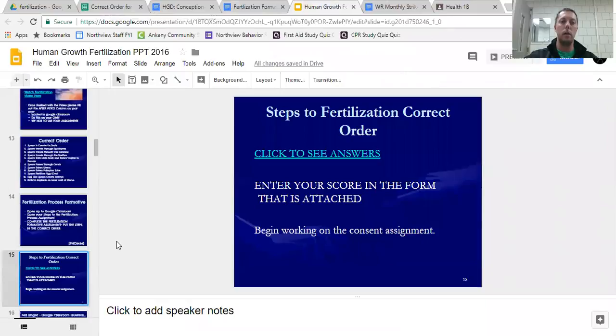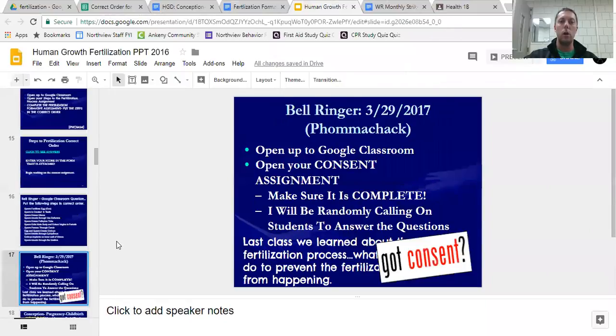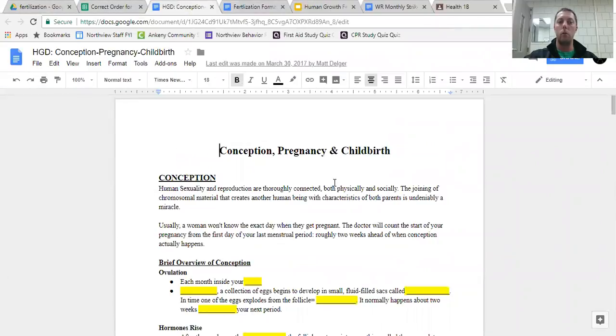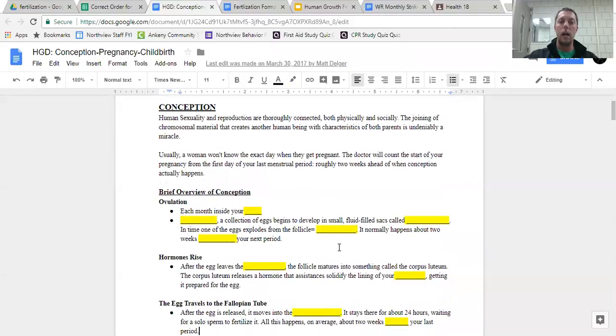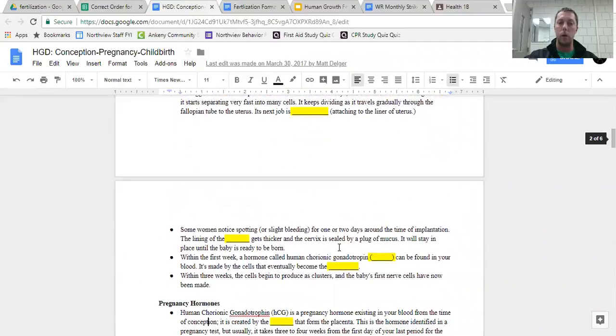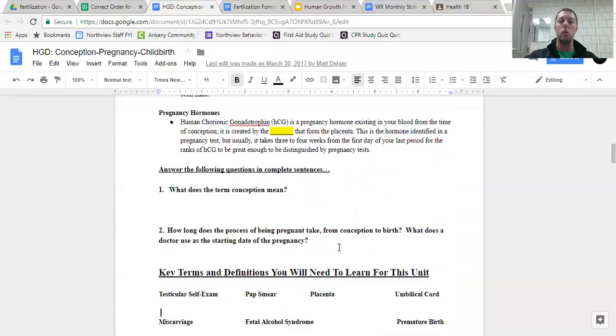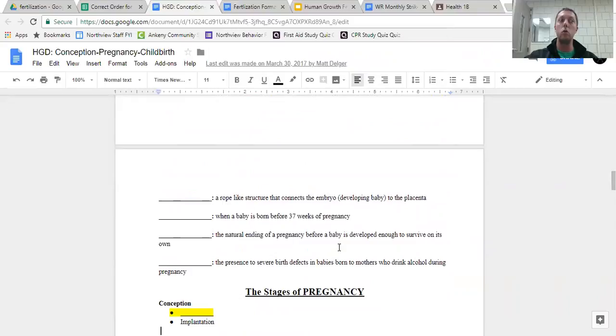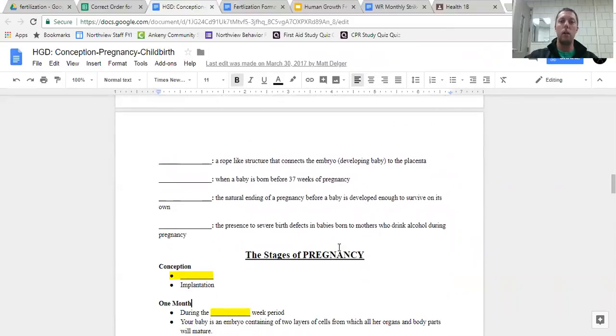After your fertilization assignment, you're going to start working on conception, pregnancy, and childbirth. You can use the internet, or the book if you want to try to find it in the book, or another group member that you're currently sitting with. I don't want you to move groups. Anything in yellow is what you're trying to answer here. Some of it will be very easy. We will go through it in class next class period, but your goal is to get as much of this done as you can for class on Tuesday. If you have any questions, please let me know.